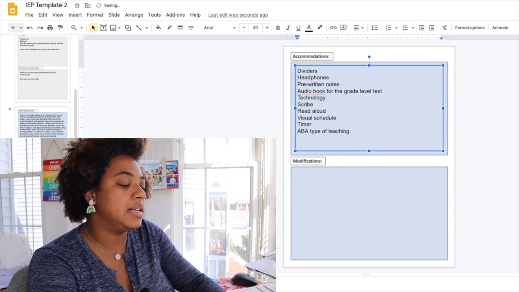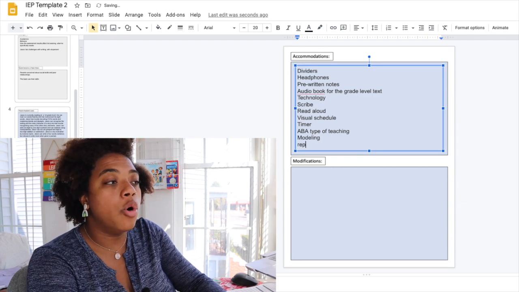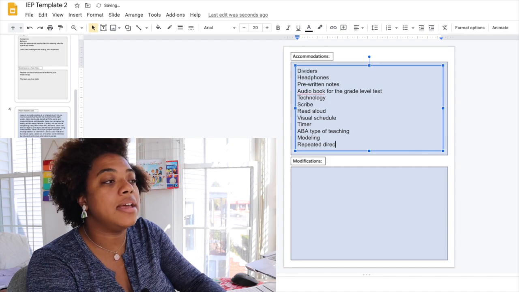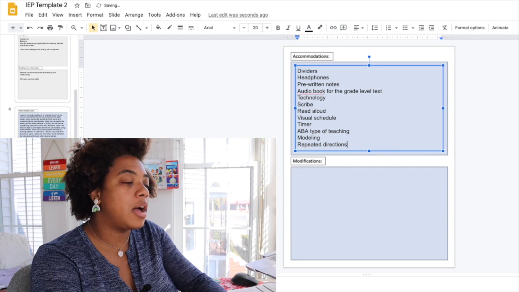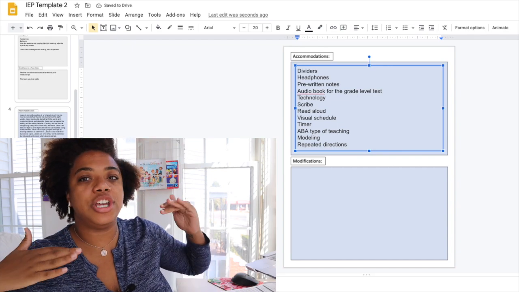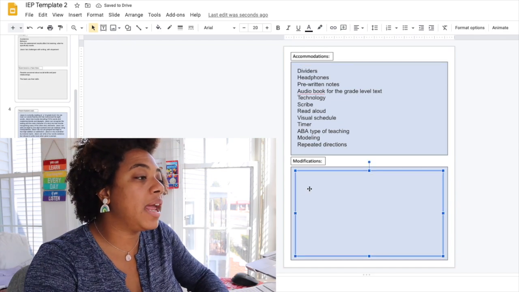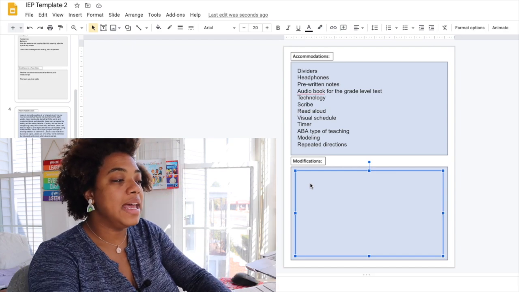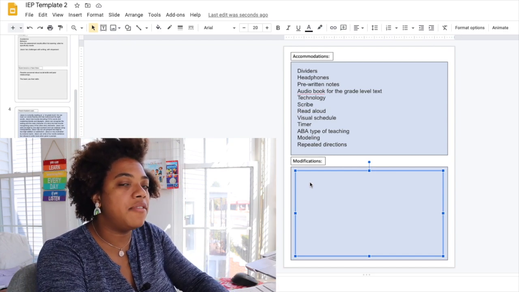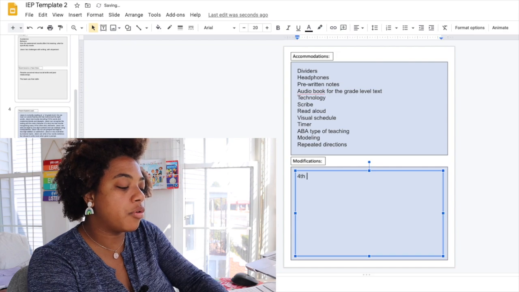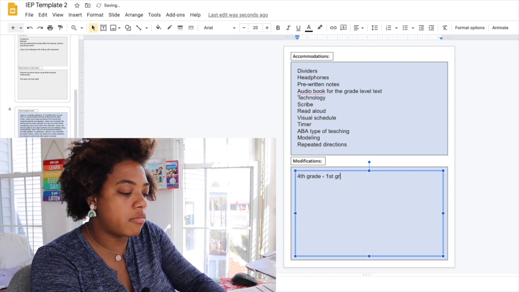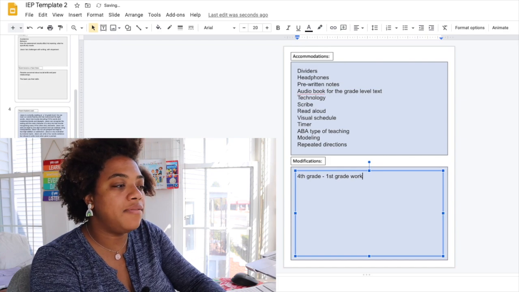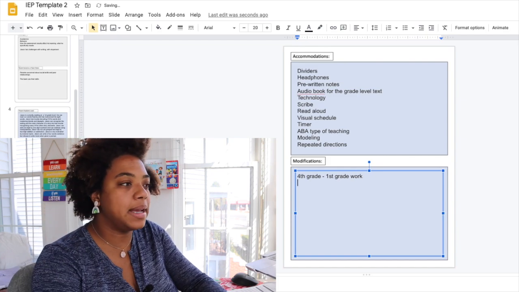He might need modeling or repeated directions. These are all things that are super important, but they're not changing the content. But when it comes to the modifications, he does need his stuff altered because he's in 4th grade, but he needs 1st grade work, right? So we need to modify, physically change all of the academics.